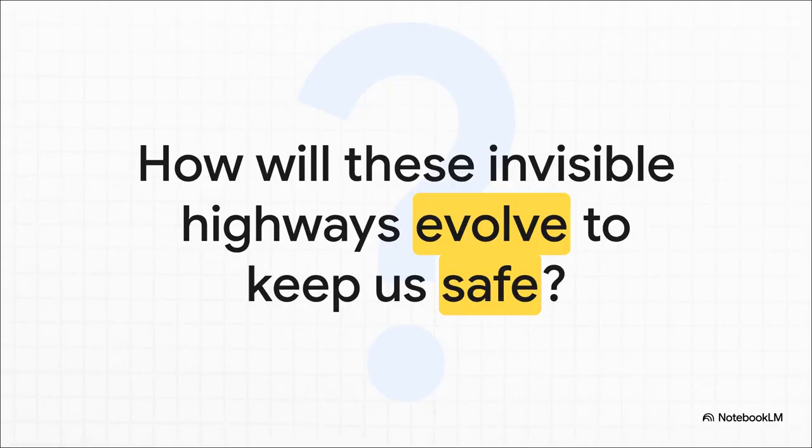But here's the thing. This entire, intricate system was built for airplanes with human pilots at the controls. And that leaves us with a huge question for the future. As our skies start filling up with delivery drones, autonomous air taxis, and all sorts of new aircraft, how are these invisible highways going to have to change? How do we adapt this amazing system to guarantee safety in the even more crowded skies of tomorrow?